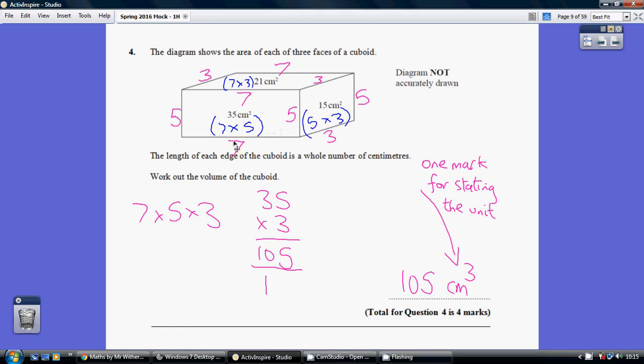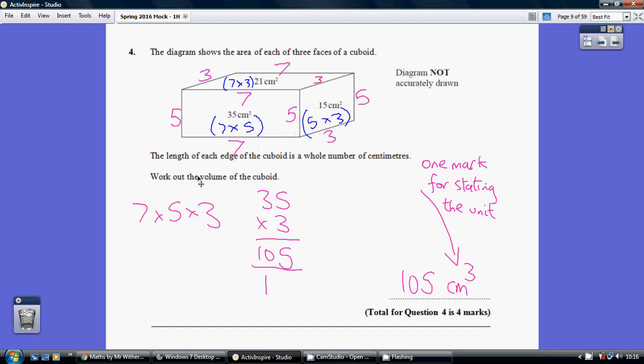And then given that this length is 7, so must this length be 7. And given this length is 3, so must this length be 3. And therefore we can see, and that works, the area of the top bit, 7 3s are 21. So we've established that the dimensions of this cuboid are 7 by 3 by 5.